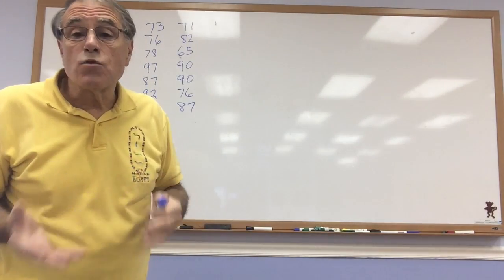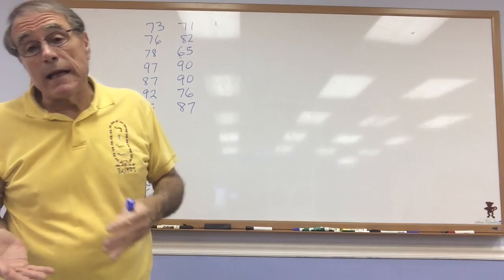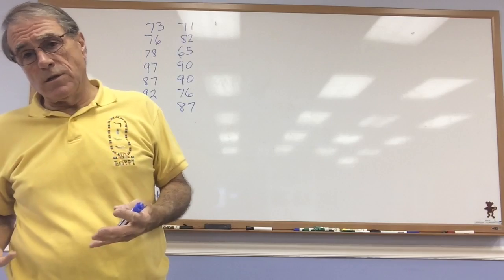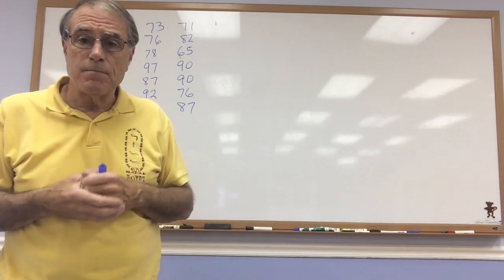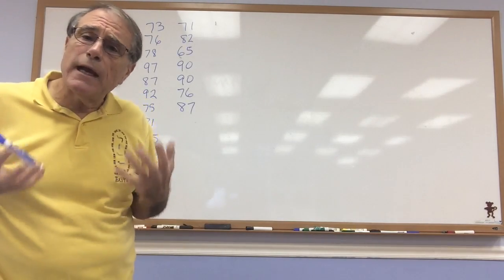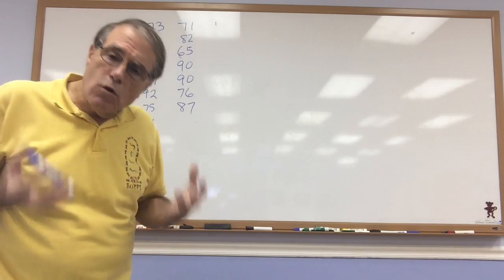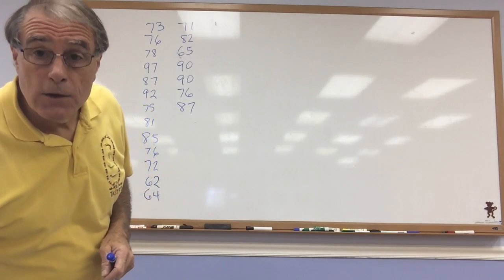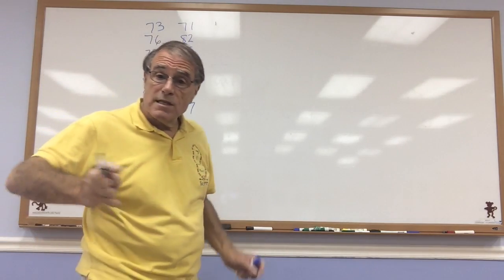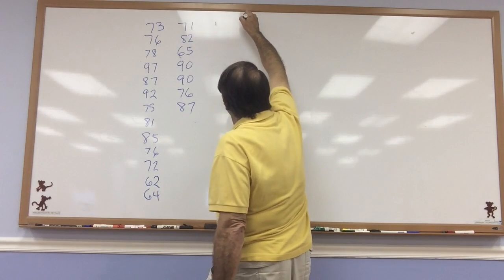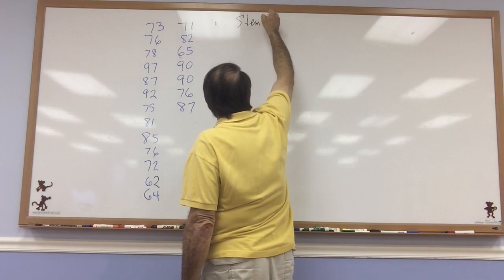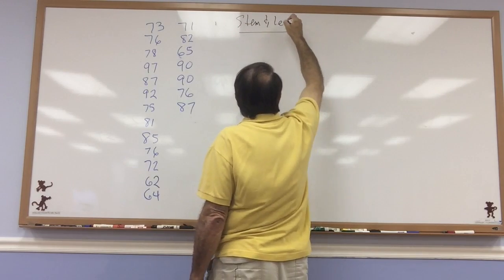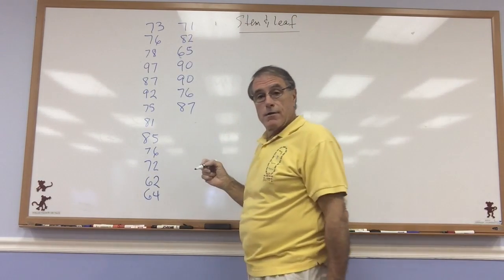Perhaps these are 20 test scores from a class where I gave a test, or perhaps it's a random sample of 20 scores from a larger class. The first question is, how can I easily and quickly organize this data? The best way I can do that would be to put this data into a stem and leaf diagram. A stem and leaf diagram.